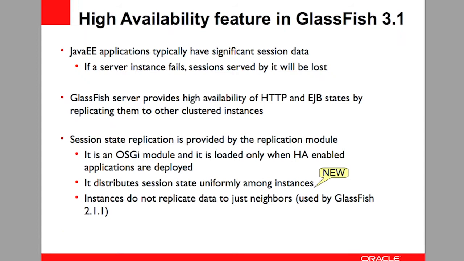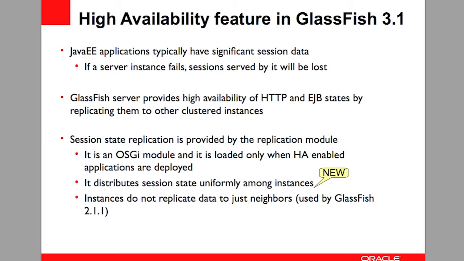I will talk about some of the new high availability features that got introduced in GlassFish 3.1. Java EE applications typically have significant session data. If a server instance fails, all the sessions served by it will be lost. GlassFish Server provides high availability of HTTP and EJB states by replicating them to other clustered instances.